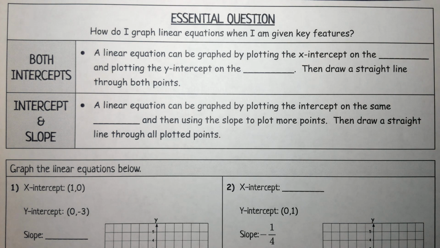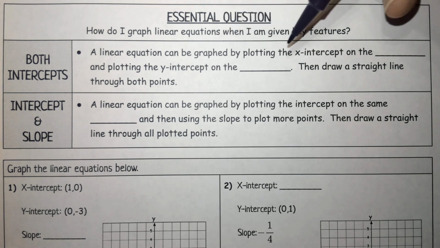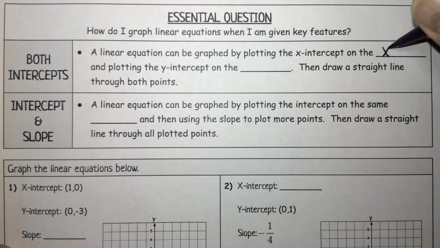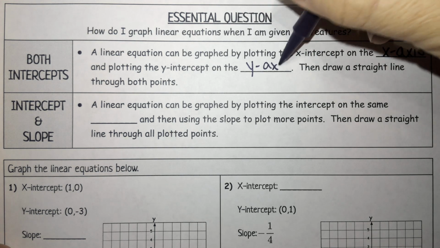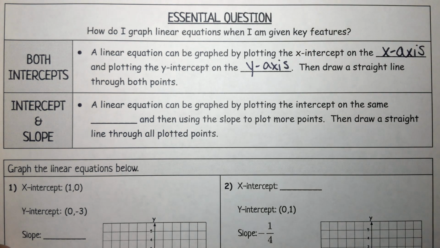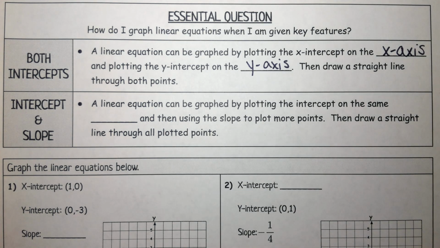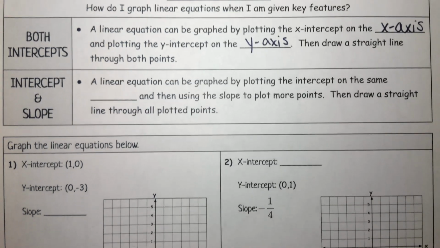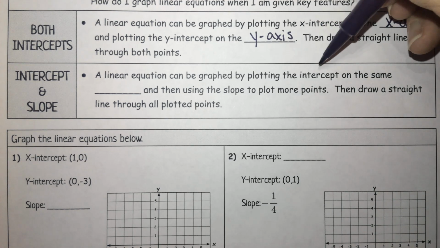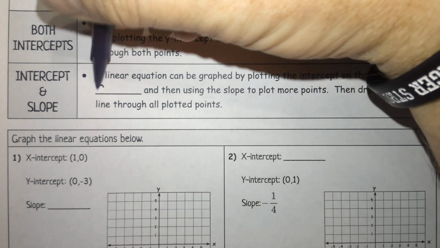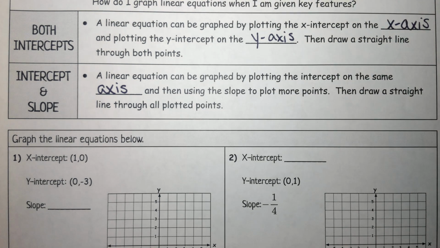So, if you're given both intercepts, you can graph by plotting the x-intercept on the x-axis, and you can plot the y-intercept on the y-axis. And then you just draw a straight line and connect the dots. Okay, so that's one way. The second way is if I have one intercept and the slope, I can plot whatever intercept they give me on the same axis. So like y-intercept on the y-axis, x-intercept on the x-axis. And then you draw a straight line again through all the plotted points.